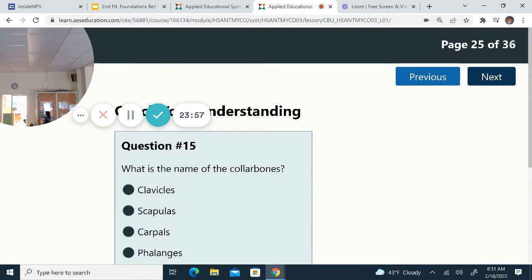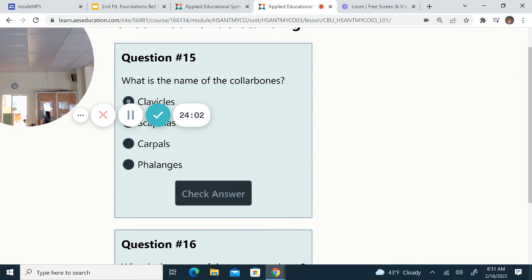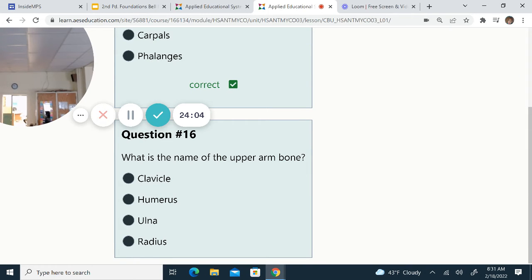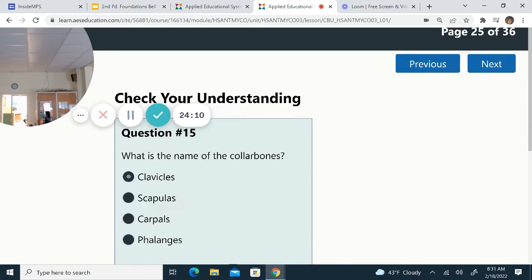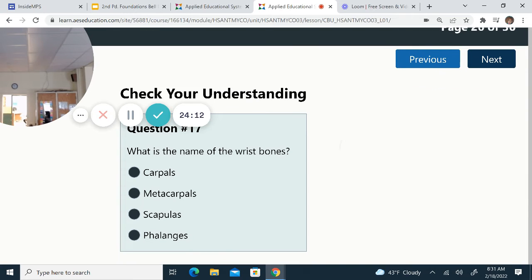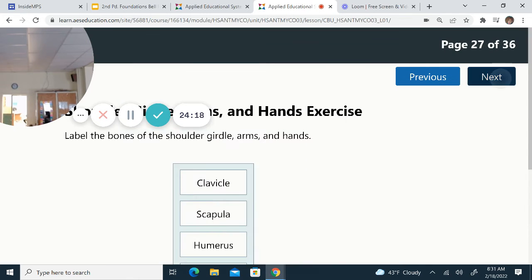What's the name of the collarbone? Clavicle. And then what's the name of the upper arm bone? Humerus. So you got your humerus, right? What's the name of your wrist bones? Carpals. Carpals.